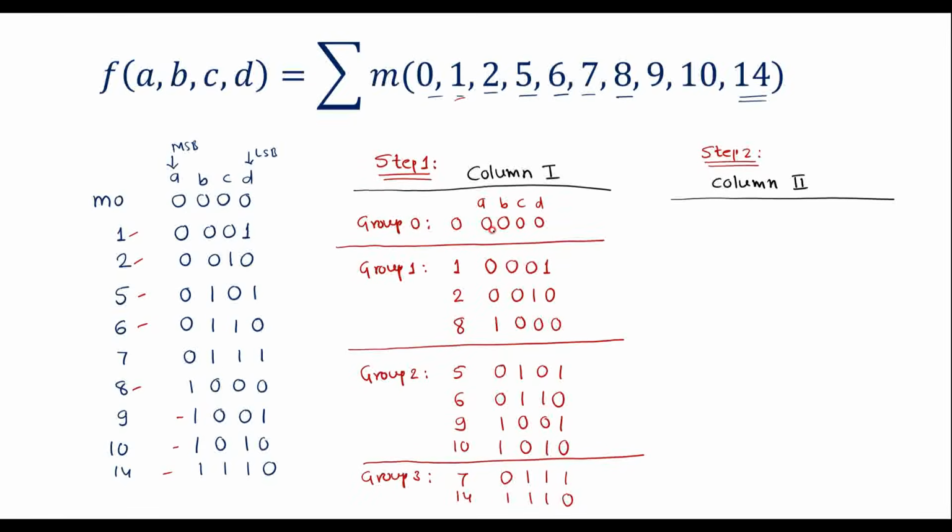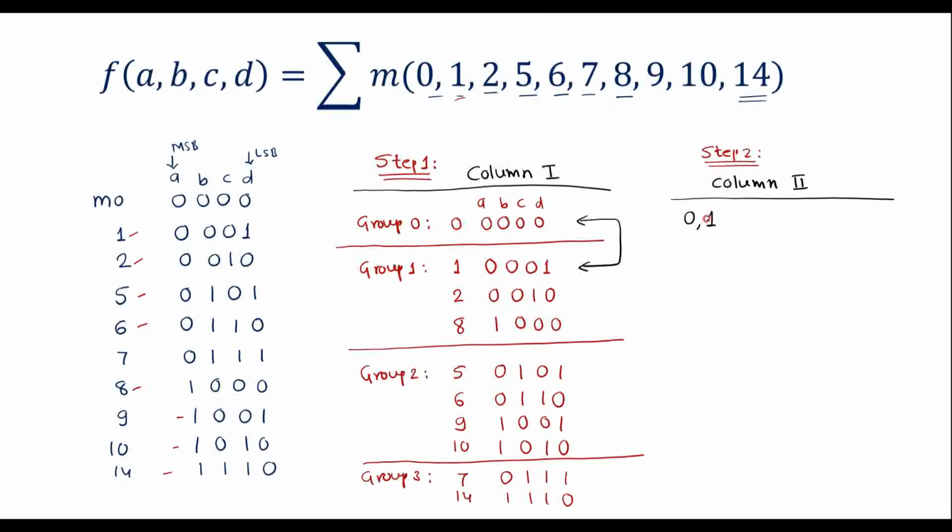So here in group 0 we have 0, 0, 0, 0. In group 1, if I consider the first number, that is 0, 0, 0, 1, and compare this 0 with 1, it differs by only 1 bit. If it differs by 1 bit, that data we are supposed to represent in column 2. So when I compare 0 with 1, it differs by only 1 bit. So I will consider minterm 0 and minterm 1, because I am comparing 0 with 1. So I am supposed to write minterm 0, minterm 1.